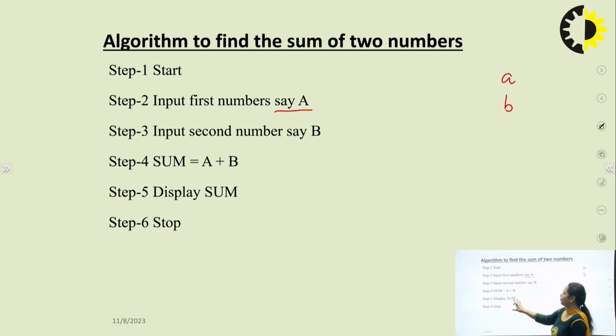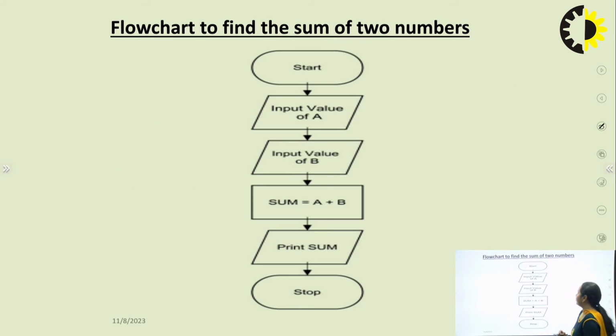Now how to draw a flowchart for this particular algorithm? The very first symbol for a flowchart is the oval symbol. In each and every symbol, we will write a few lines or a few words which will resemble your algorithm, or which will tell the user what this particular step is performing. So the first oval is used for starting the process. So here we have written start.